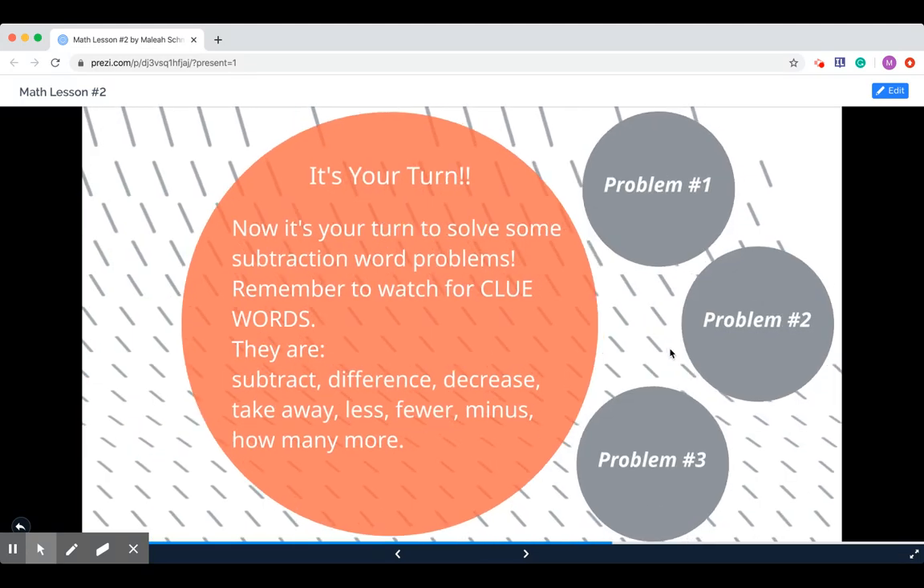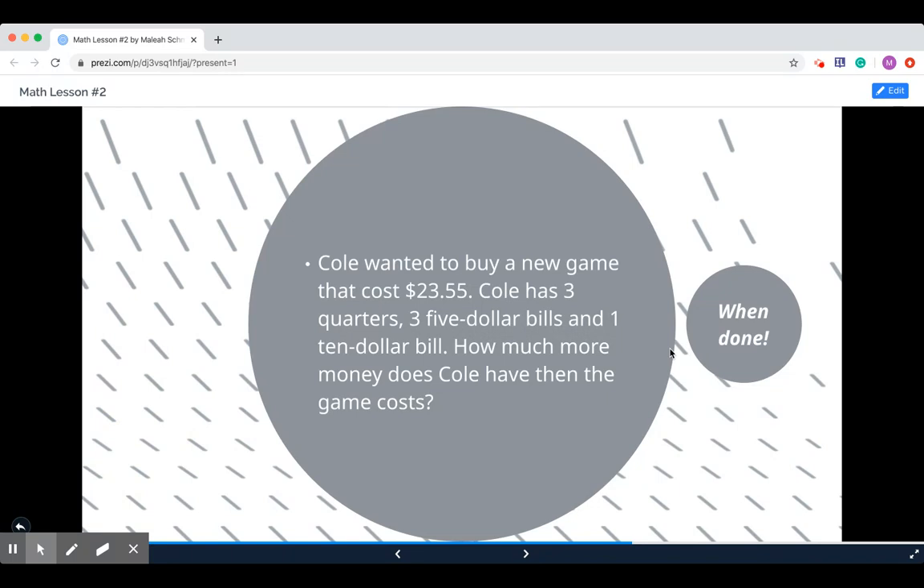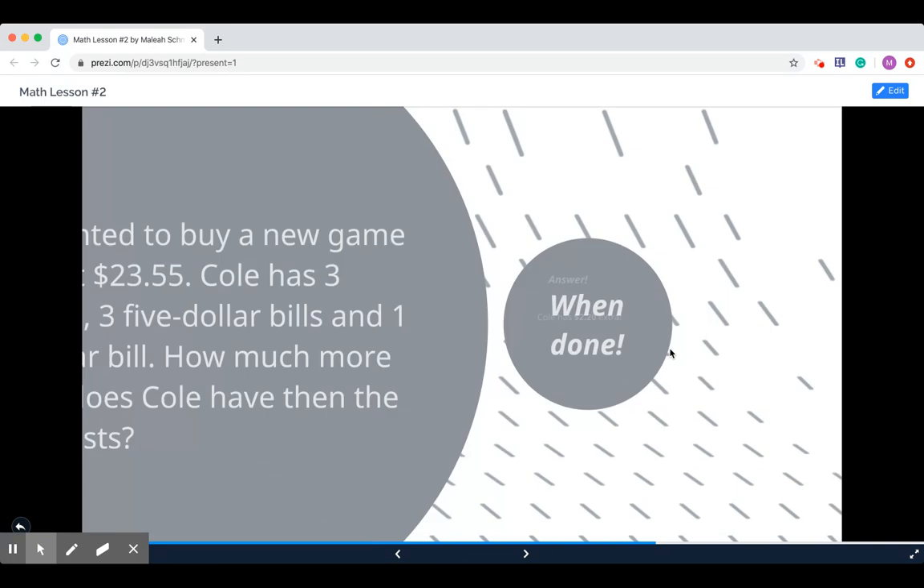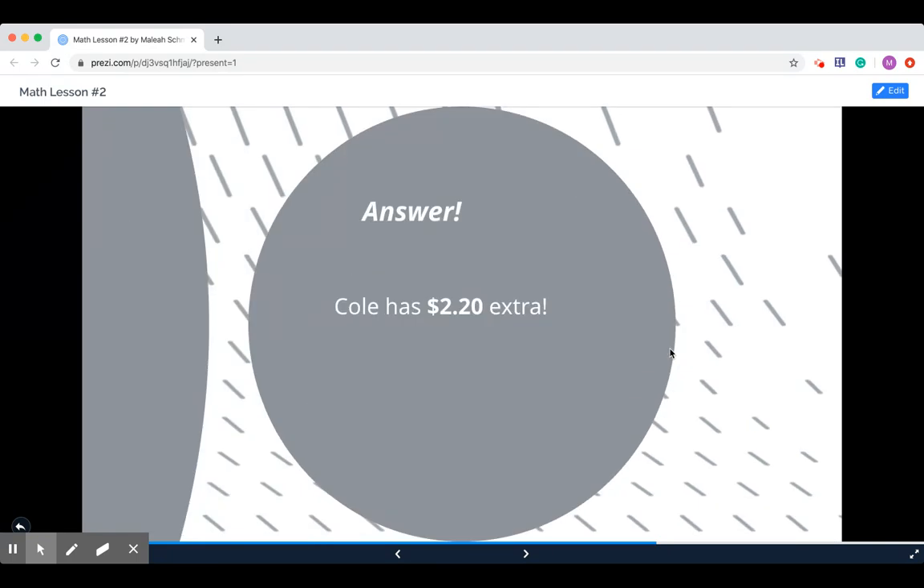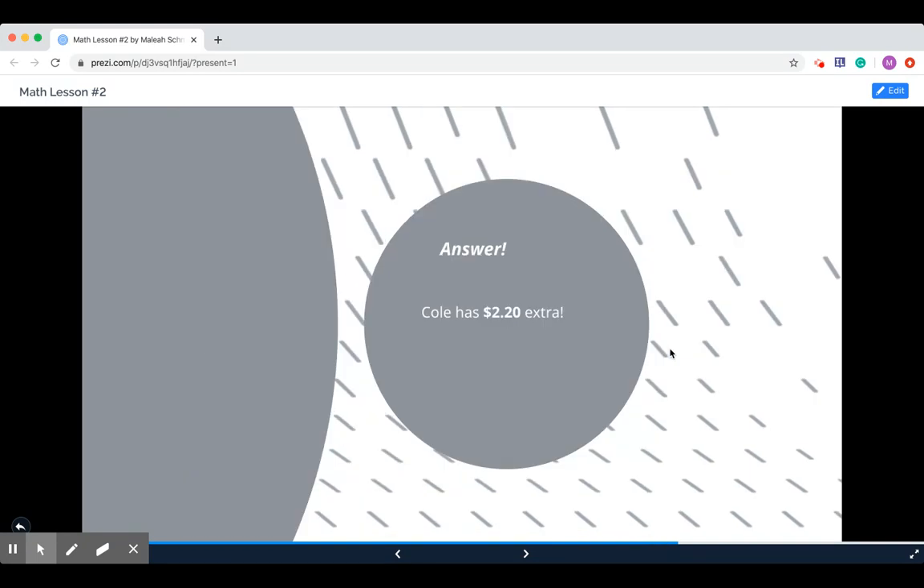Let's move on to our next one. Cole wanted to buy a new game that cost $23.55. Cole has 3 quarters, 3 $5 bills, and 1 $10 bill. How much more money does Cole have than the game costs? You can pause it if you need more time to solve it. Okay, now that you have solved the problem, Cole has $2.20 extra. Once he paid for his game, he still has that much left.